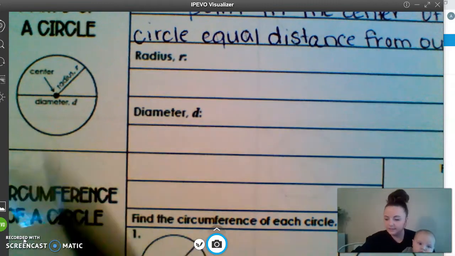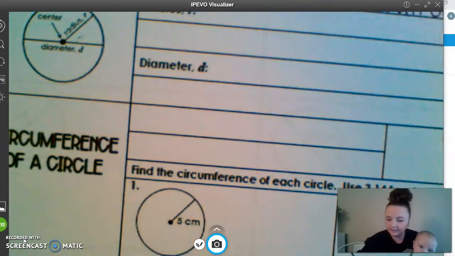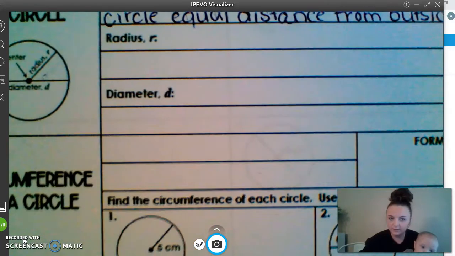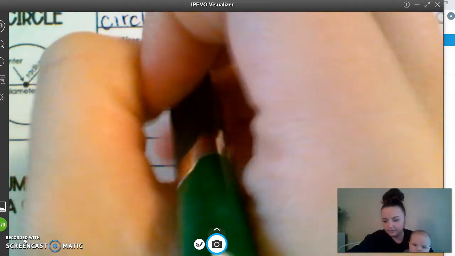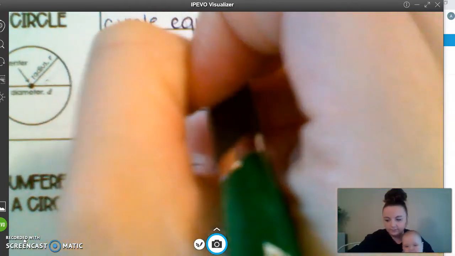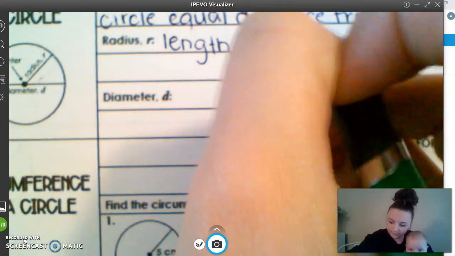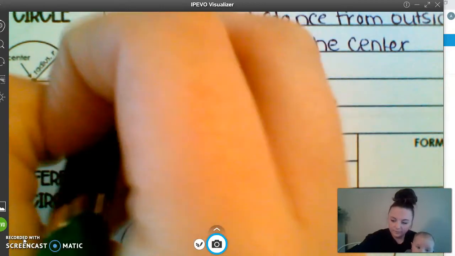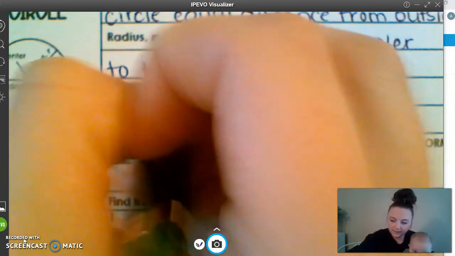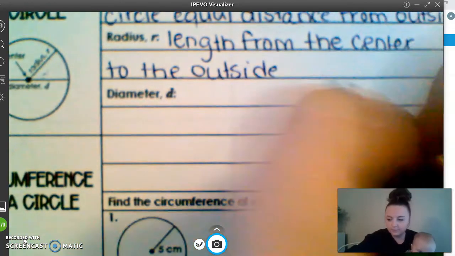So radius is right here. And by definition, the radius is from the center to the outside edge. So length from the center to the outside edge.